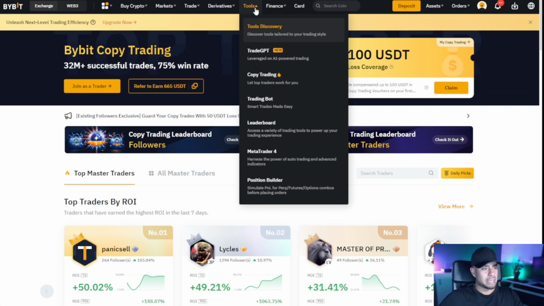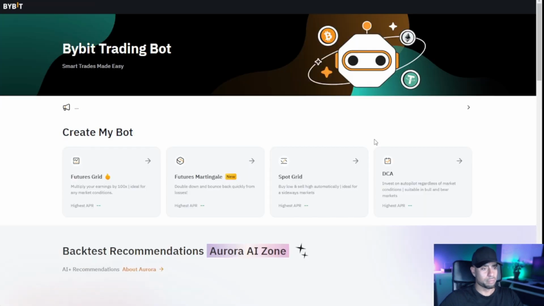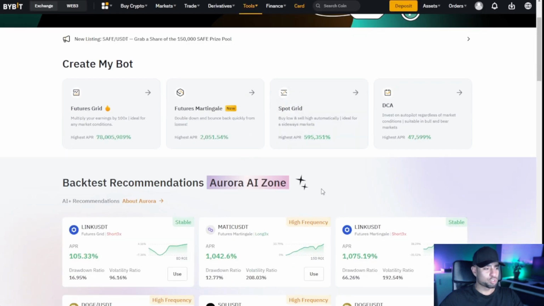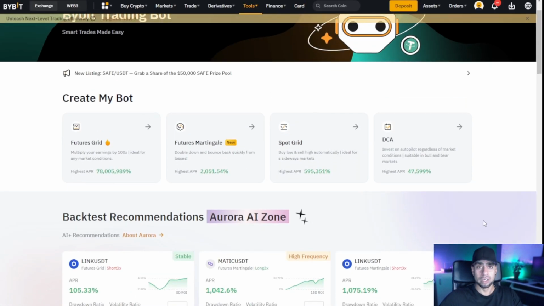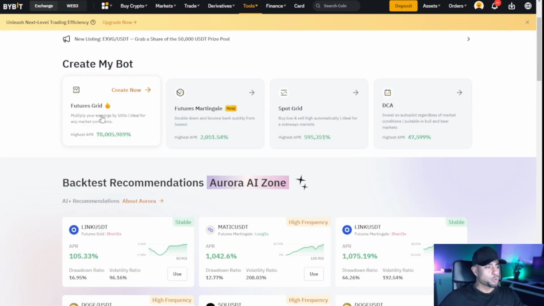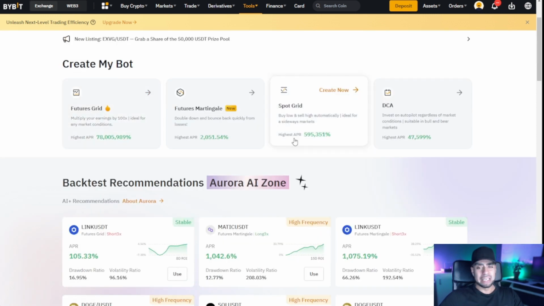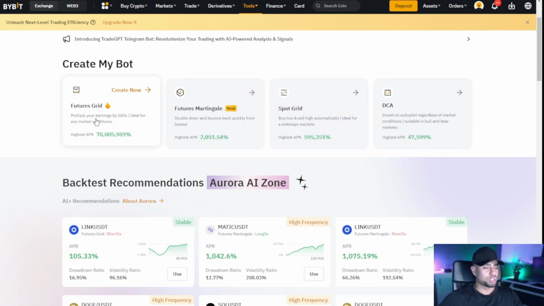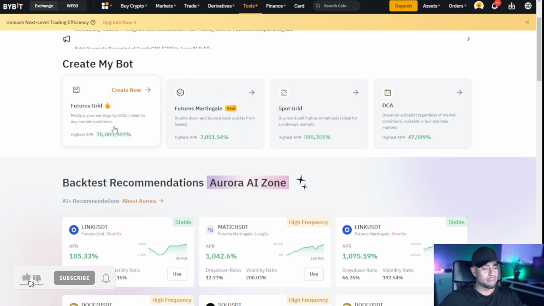All right. And then you have something called trading bots here. This is also a beautiful thing. Why? Because these trading bots are actually quite good. And you have different trading bots here. So you have Futures Grid, you have Futures Martingale, you have Spot Grid, and you have DCA. Futures Grid is a grid bot. Basically, it sets up your chart like a grid. So you have levels in the market and it will buy and sell from these different levels. And Futures Grid, of course, does it with leverage.